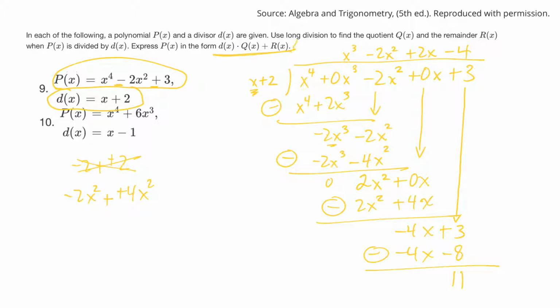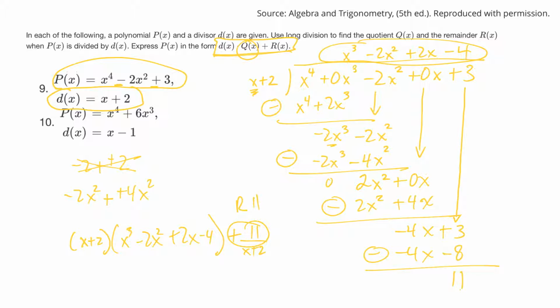So then they say to write it in this form here. So the divisor, that would be x plus 2, times the quotient, that's this thing up here, x cubed minus 2x squared plus 2x minus 4, plus the remainder is 11. And I think they actually write it as 11 over x plus 2. I typically don't put a plus there, I just say remainder is 11. But you could write 11, I think it's over x plus 2, whatever your divisor is.